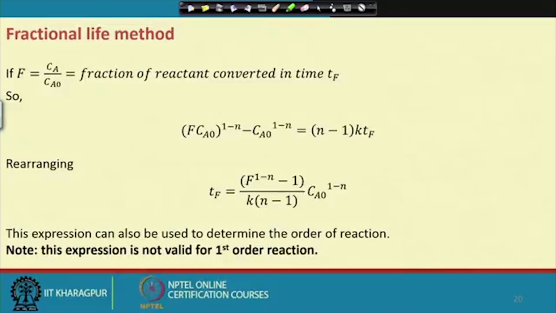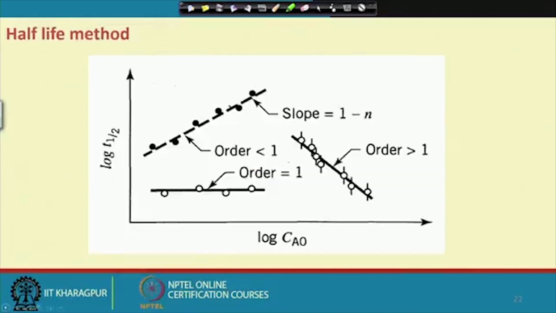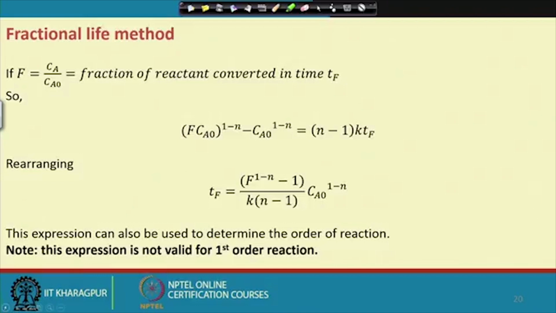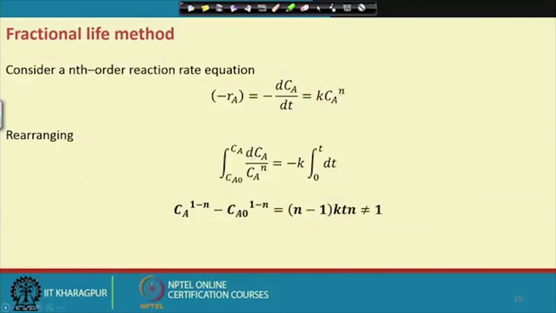Now the question comes, what will happen when we have the nth order reaction. We talked about the first order reaction. Now for the nth order reaction, we have the expression like this, and we can write it in this form, where n is not equal to 1. We can differentiate and write this expression like this.